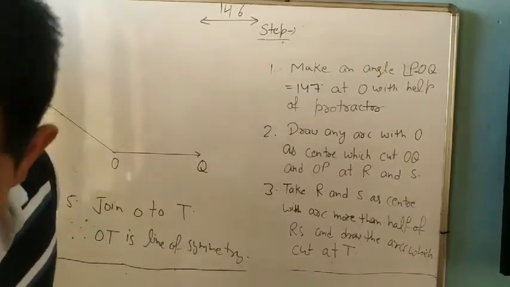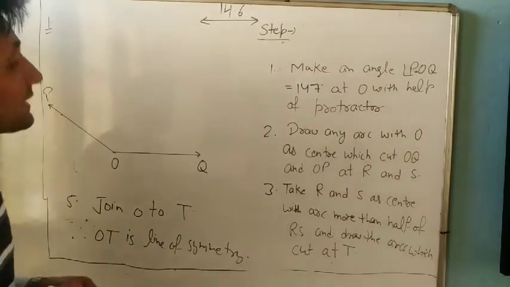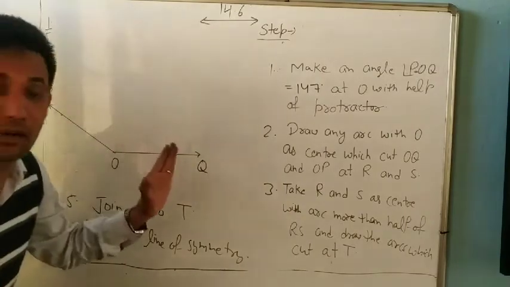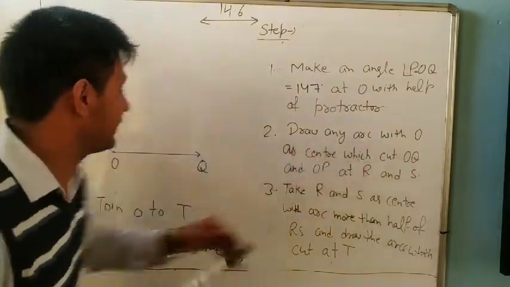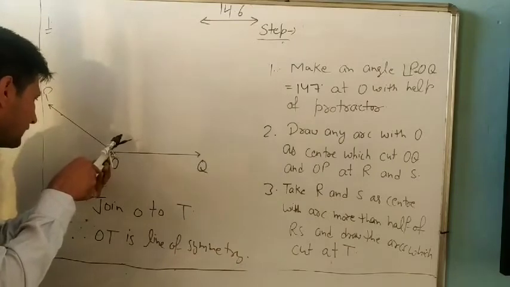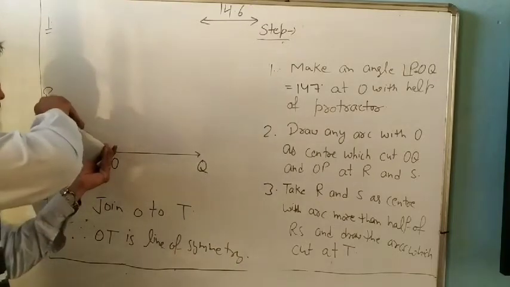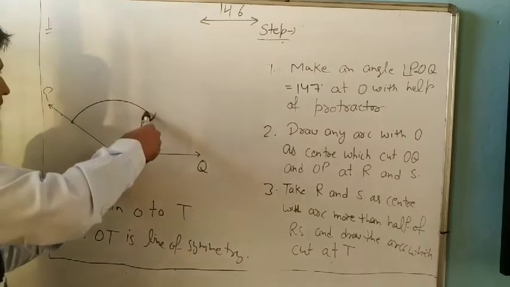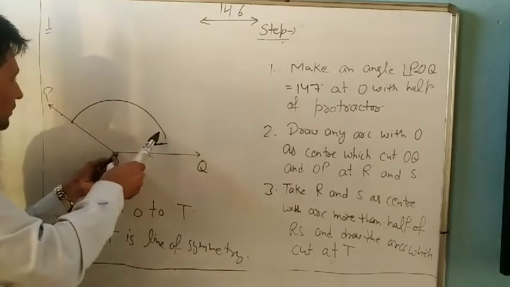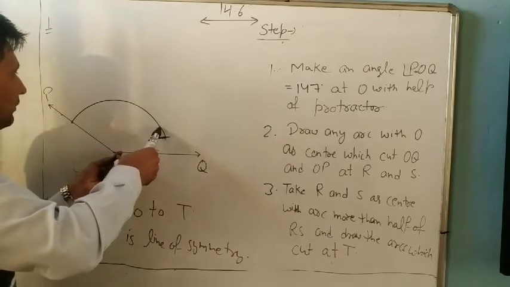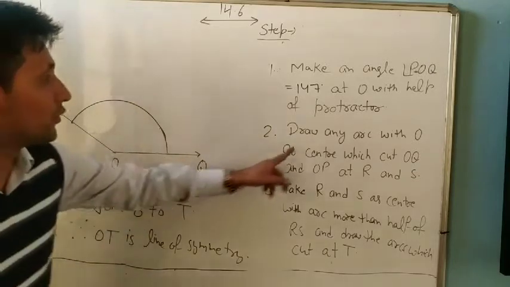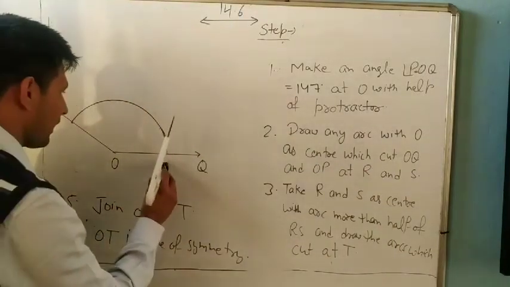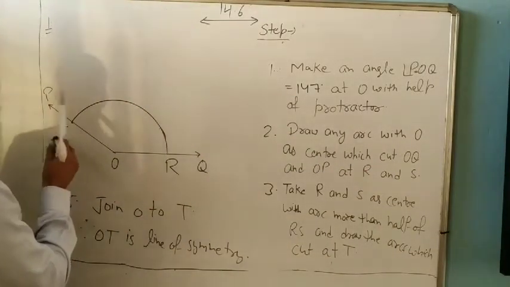So now we have to construct the bisector. If we want to take its bisector, we need one arc first. Same as before, draw any arc with O as center. Draw any arc with O as center, cutting OQ at R and OP at S.